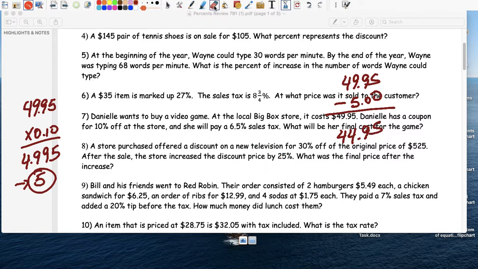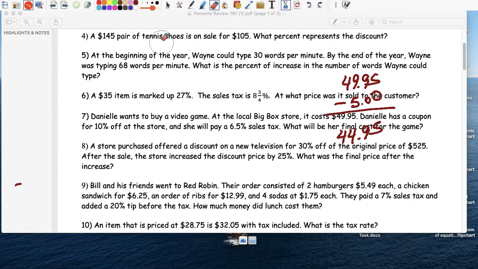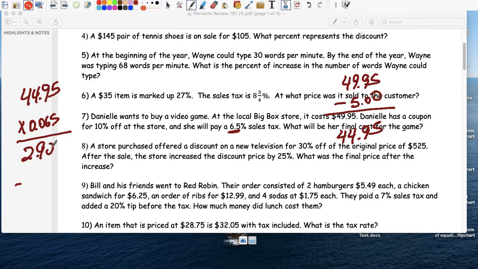Now, the second step, you're going to take the new price, $44.95, and multiply it by 0.065, which is your tax. And you're going to find what your tax is. So I'll multiply 44.95 times 0.065, and our tax is $2.92. So to my discounted price of $44.95, I'm going to add $2.92. Hopefully we're getting the same number, $47.87.